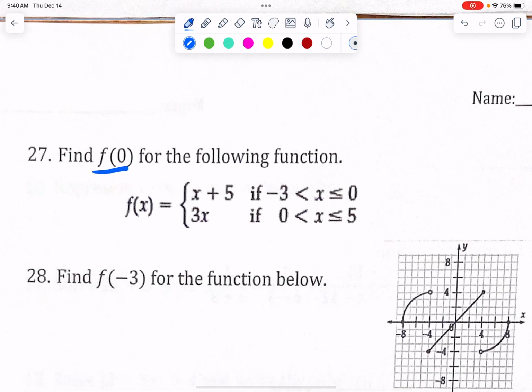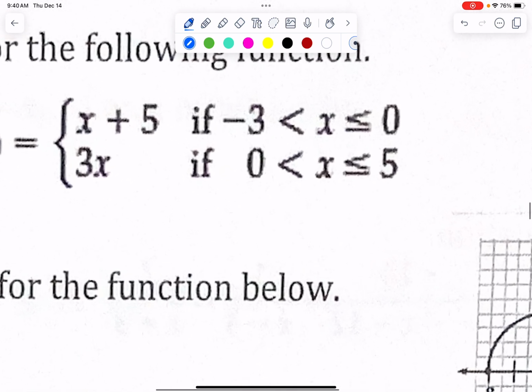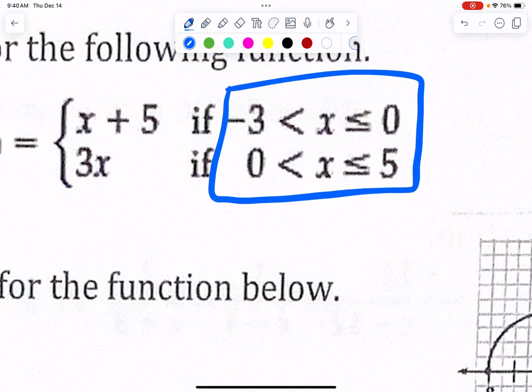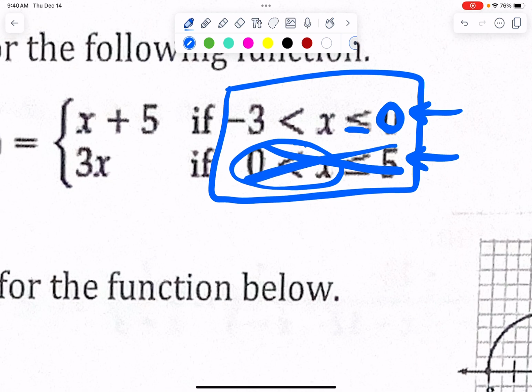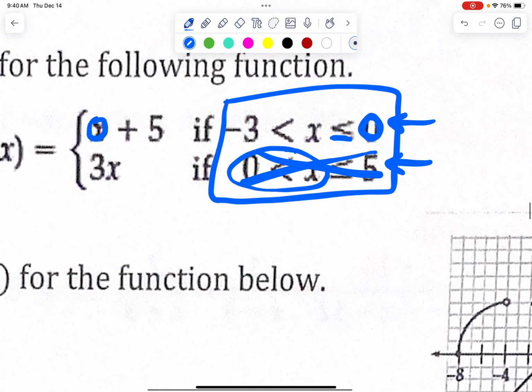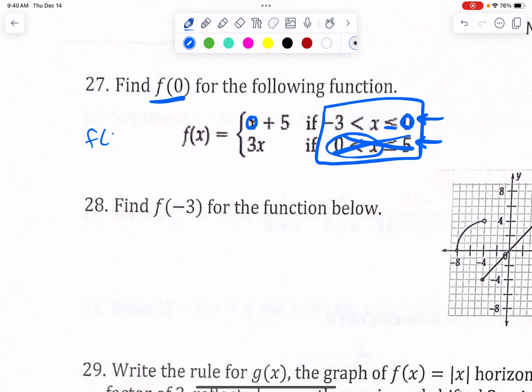They want us to find f of 0, so we're plugging 0 in. We have two equations that we could plug it into, right? So I look at this to tell which equation I'm going to plug into. Do I plug 0 into the top one, or do I plug 0 into the bottom one? 0 is equal to 0 for the top one, but it is only greater than 0 for the bottom one. So I don't want to use the bottom one. I want to plug into the top one. So all I do is plug 0 in here, and 0 plus 5 gives me 5. So f of 0 equals 5, and that is my final answer.